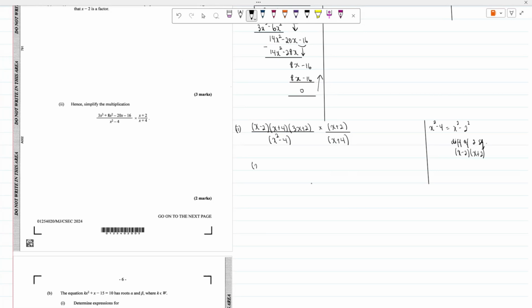So now I have x minus 2, x plus 4, 3x plus 2 over x minus 2 into x plus 2, multiplied by x plus 2 over x plus 4, sorry. Now I could go and cancel my life out. x plus 2, x plus 2, x plus 4, x plus 4, x minus 2, x minus 2, to give me my final answer to be 3x plus 2. All cool with that? Cool.